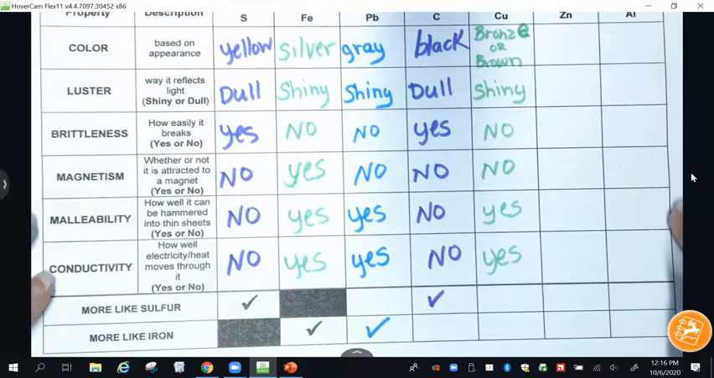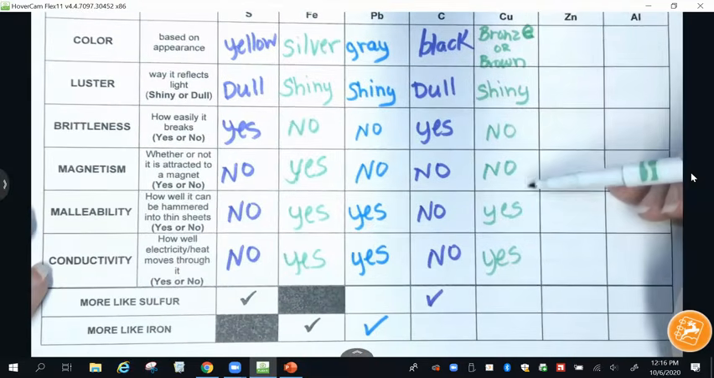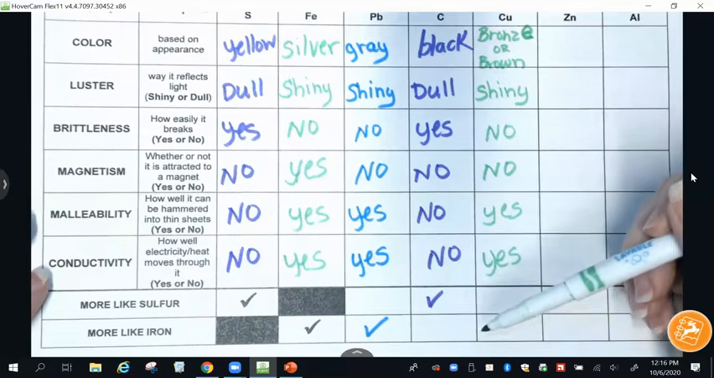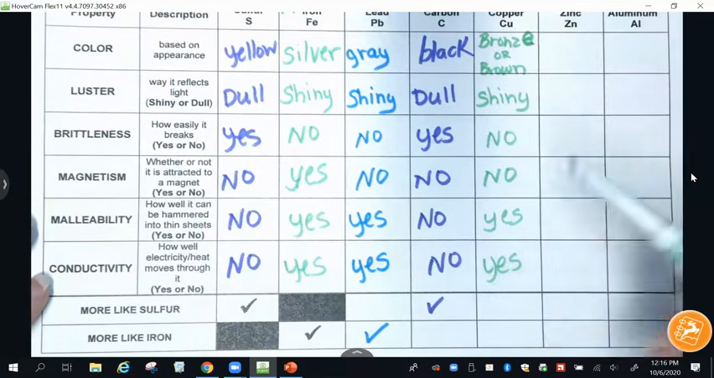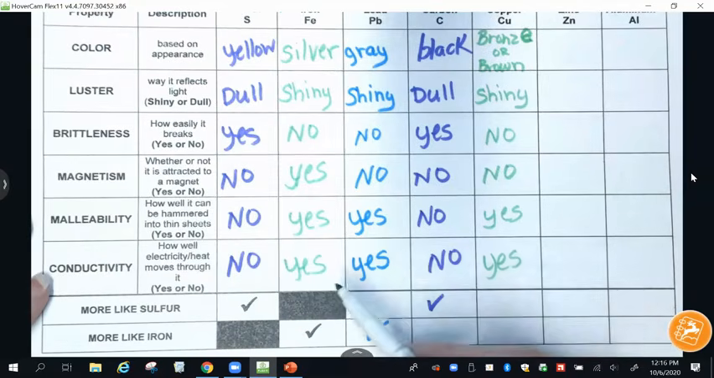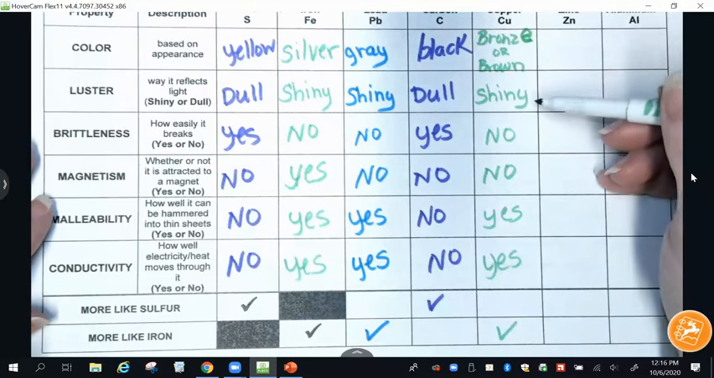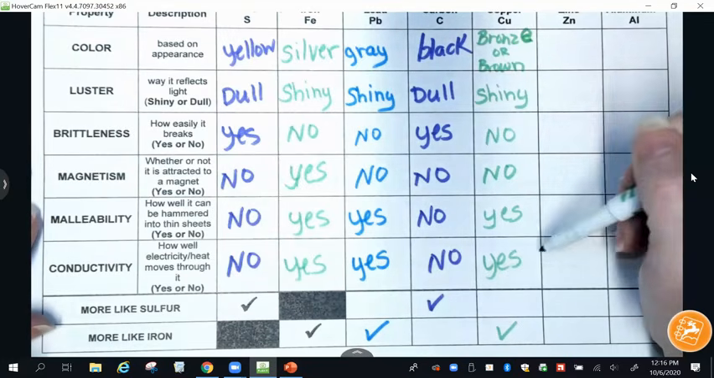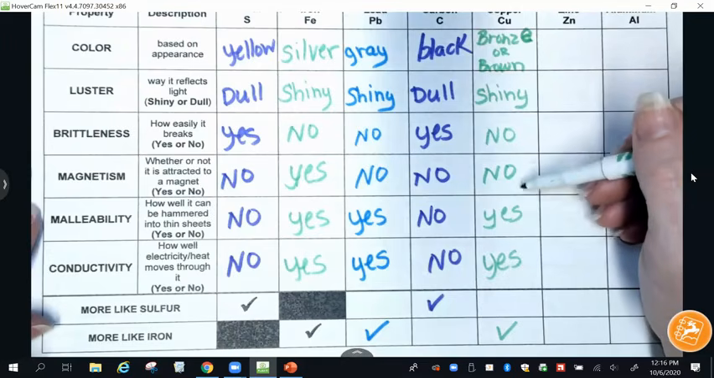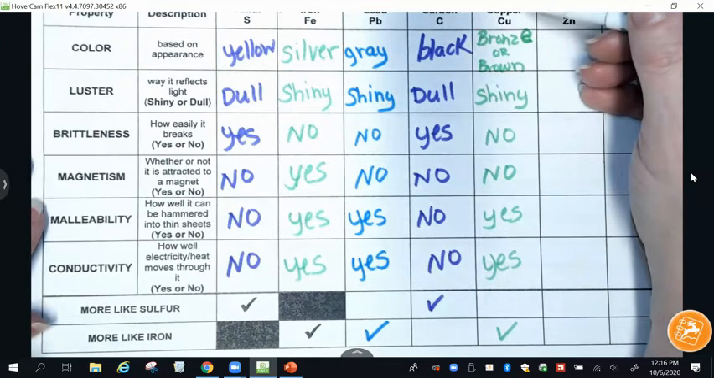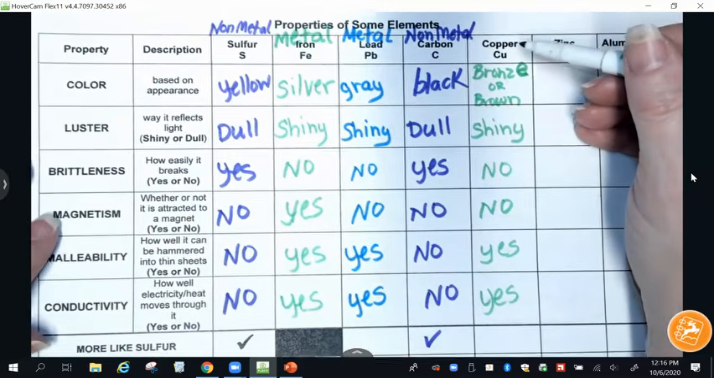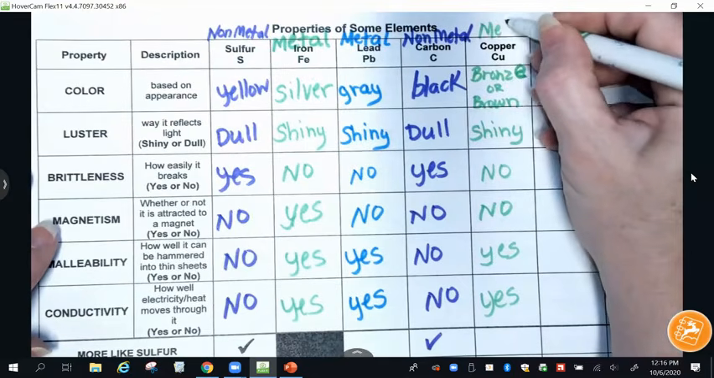Now we have to decide, is this copper more like sulfur or more like iron? So look at the properties. Iron. Yeah, it has much more in common with the iron than it does the sulfur. So we check the box for iron. Now, looking at those properties, it's shiny, it's not brittle, it is conductive, it is malleable, no magnetism. Would that be properties of metals or non-metals? Metals. So we put metal.